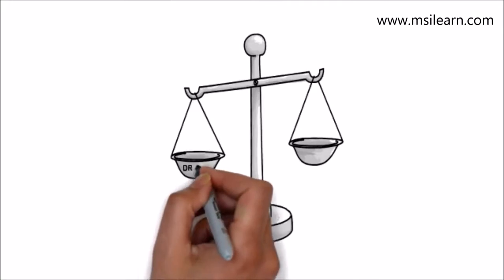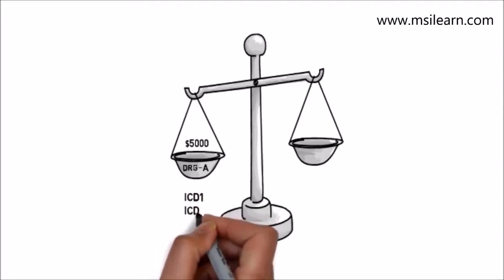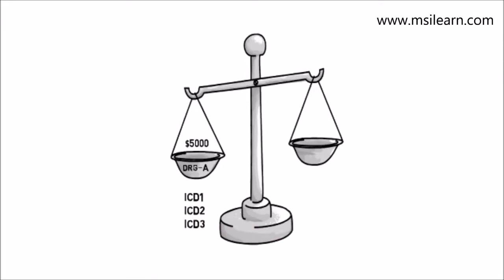Now let's take an example. If you have DRG A, which has a dollar amount associated with it, say $5,000, what that means is any claim that has ICD code 1, 2, or 3 will automatically get classified into DRG A. And what that means for our business is if our insurance company receives any claim containing any one of these three ICD codes, we'll automatically know what is the base dollar amount that needs to be paid to the doctor for this particular claim.